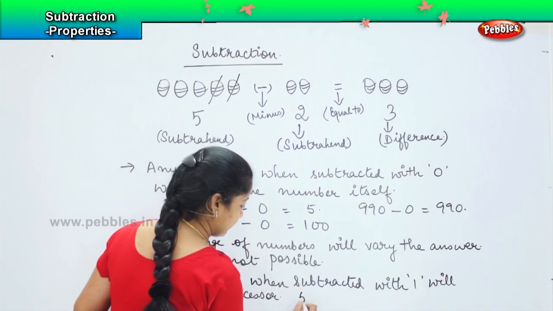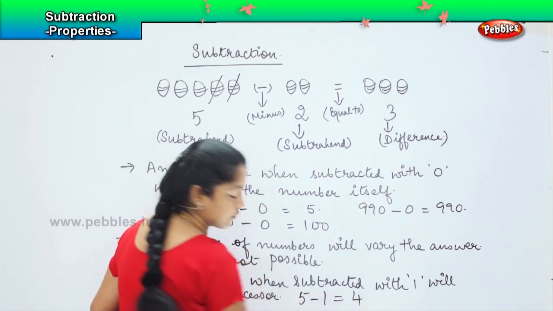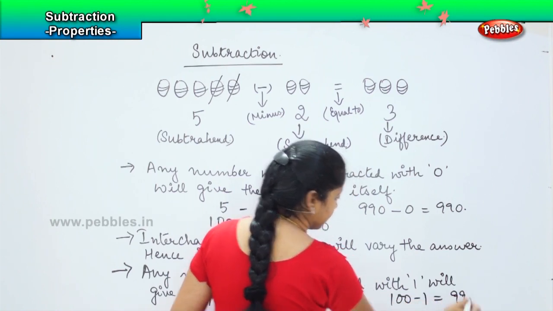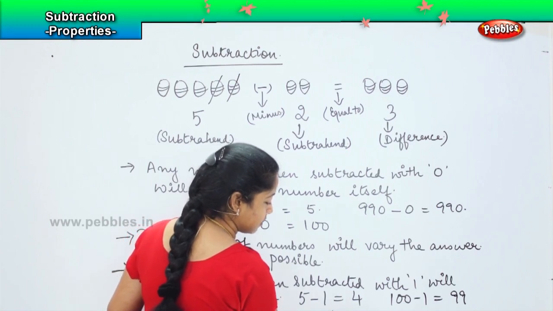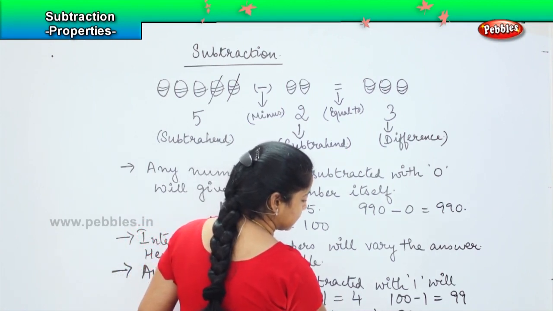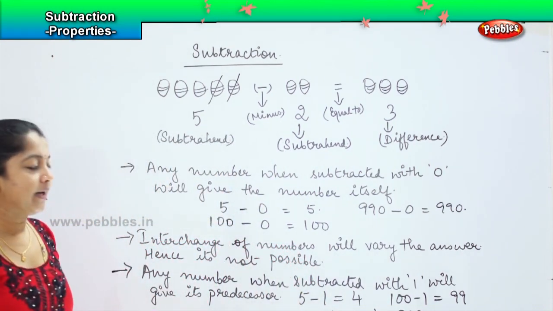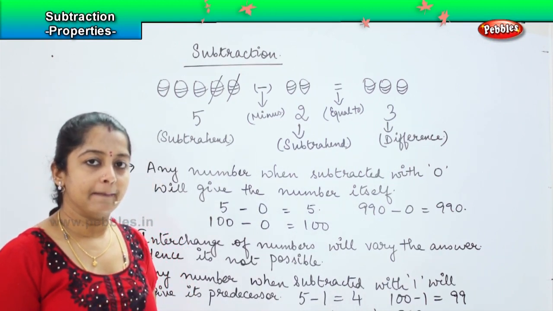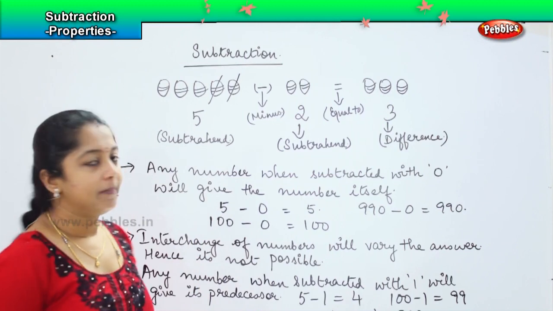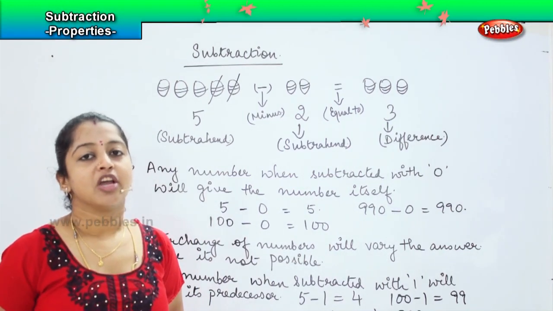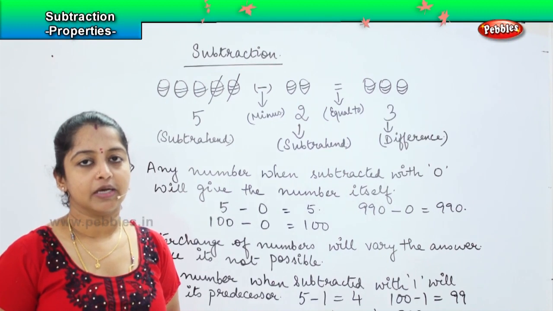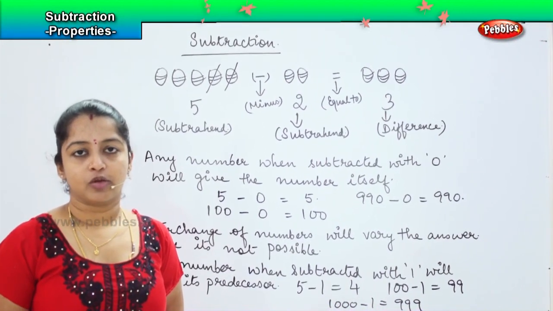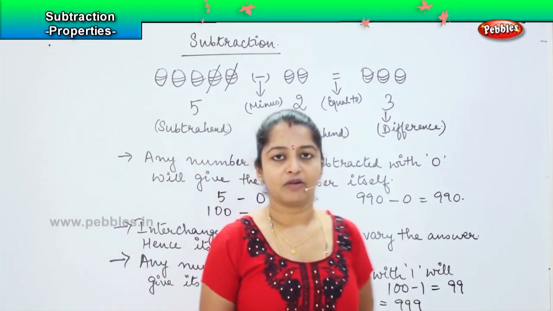For example, 5 minus 1 is 4. 100 minus 1 is 99. 1000 minus 1 is 999. So, the number when it is subtracted with 1 will give its immediate number which comes before, or it gives its predecessor. Okay. So, these are the basic rules or the basic properties which we have to keep in mind while solving the subtraction questions. Clear? So, shall we proceed further with the new set of questions, children? Are you all ready to solve the subtraction questions?